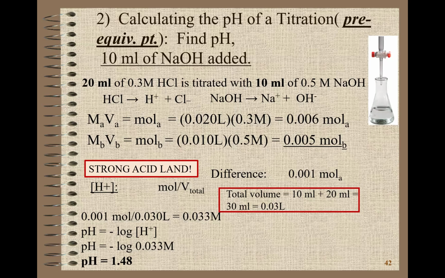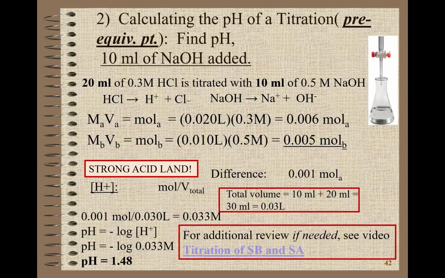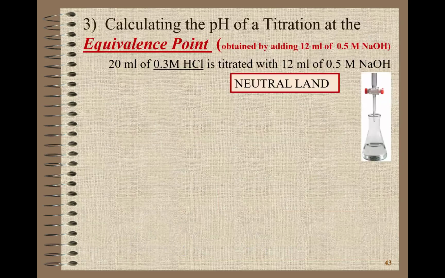Okay? Now we're going to move to neutral land. Now we're going to see that the moles of acid are going to be the moles of base, because now I'm going to add 12 milliliters to this puppy. And in here we got 20. Now I'm going to add 12. I just added 10. Now I'm going to add 12. So I'm increasing it by 2. Now watch what happens. Let's get the moles of acid and the moles of base.